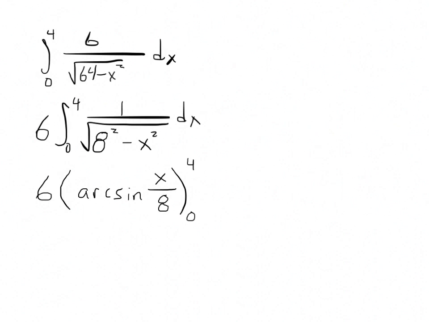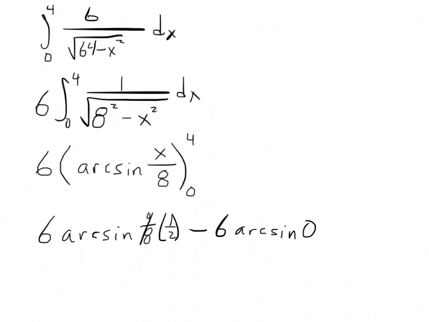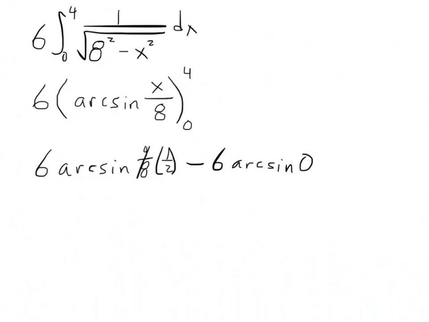Hopefully you remember how to work with bounds. We're just plugging in the top bound and the bottom bound. That's the fundamental theorem of calculus. So I have 6 arc sine of 4 over 8, which means 1/2, minus 6 arc sine of 0. And again, hopefully this isn't too big a deal. If you don't remember this inverse trig stuff, go back and watch the inverse trig video. Make sure you understand that.